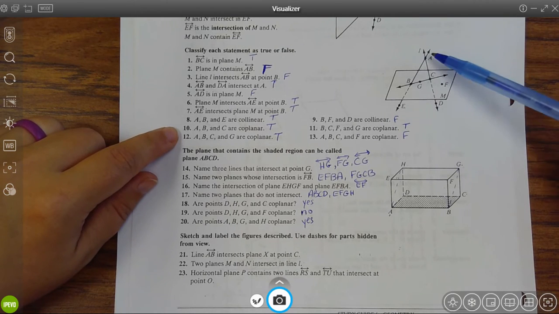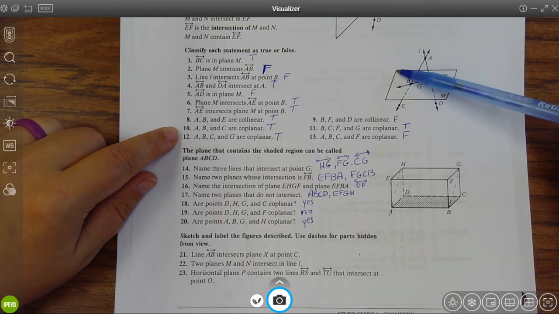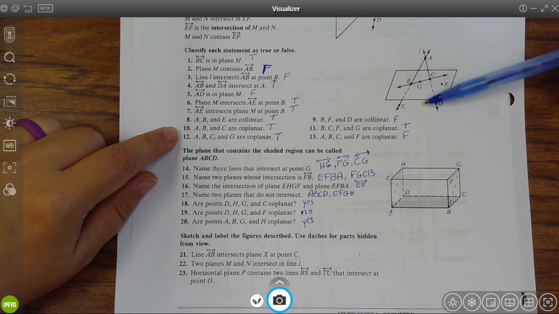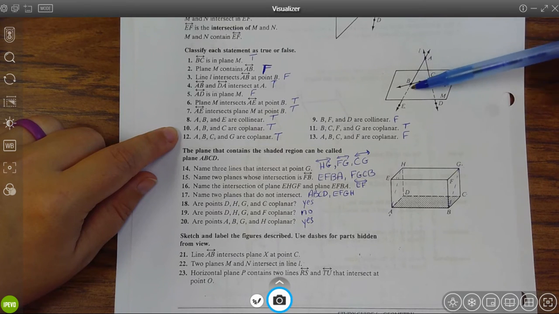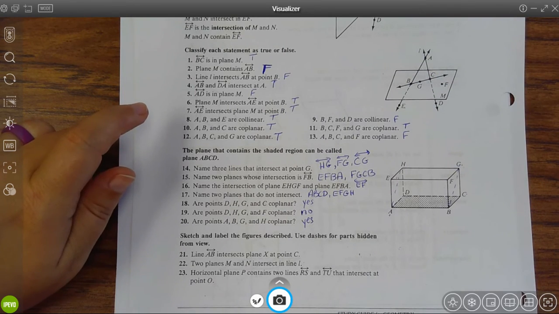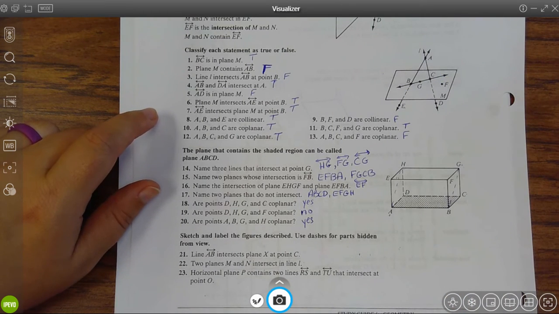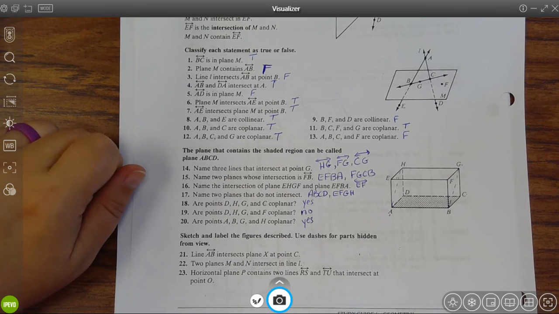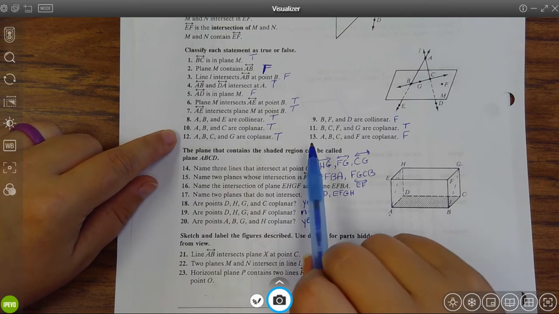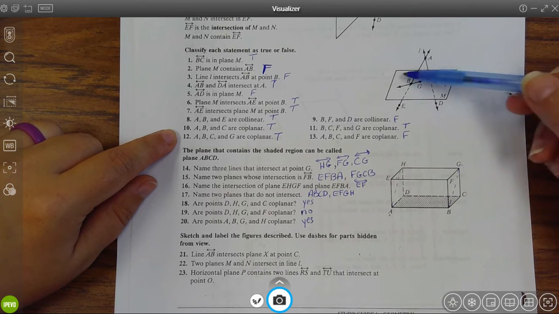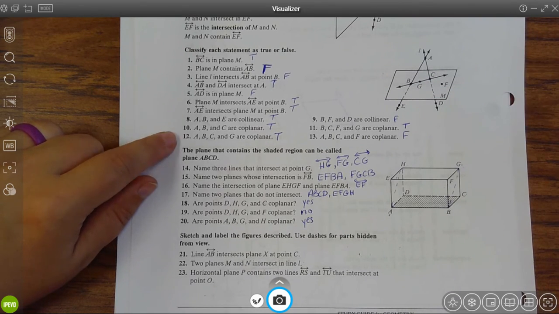Number 10, points A, B, and C are coplanar. Now, they're not on the plane that is drawn in here, but you can draw a vertical plane that would go through all 3 of those points. One easy way to remember that is that if you have a line and a point that's not on that line, you can draw a plane through them. Number 11, points B, C, F, and G are coplanar. They are currently all in plane M, so that's true.